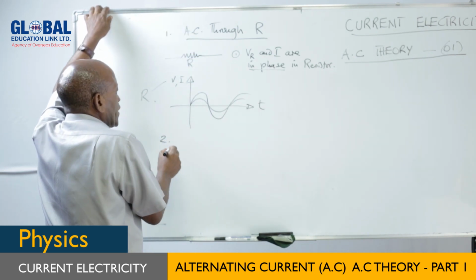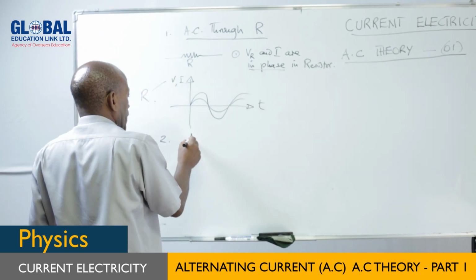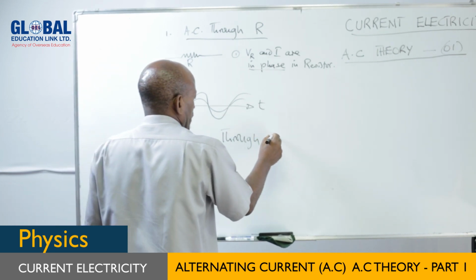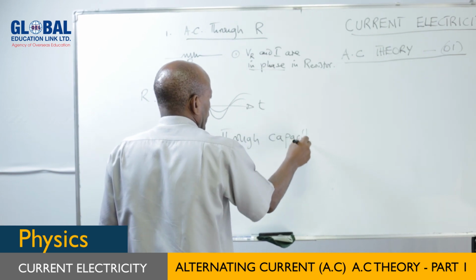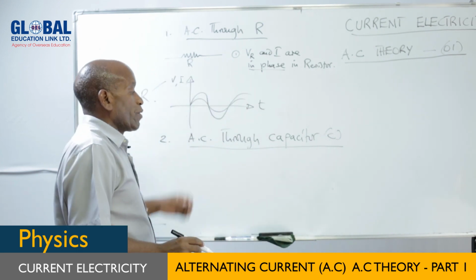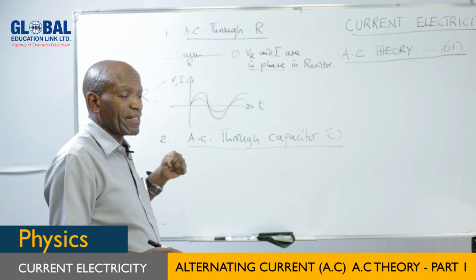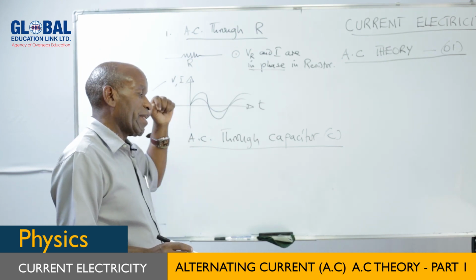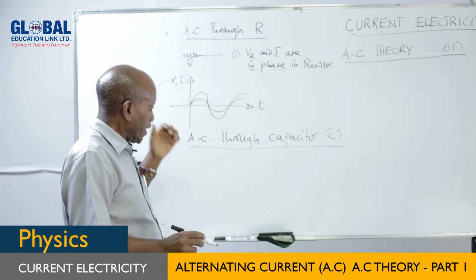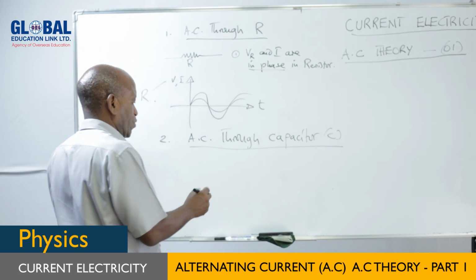If we're just going to look at an alternating current through a capacitor, we just found that the voltage through a capacitor lags behind the current by 90 degrees. That is by a quarter of a cycle.